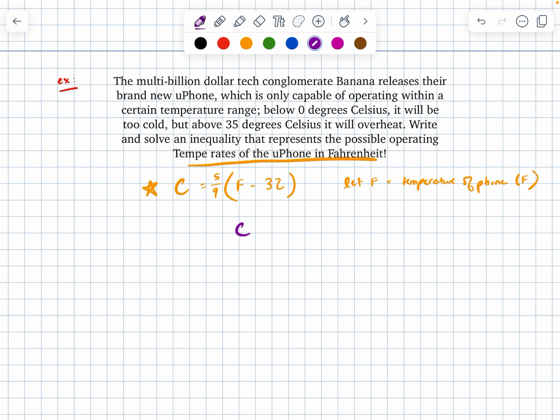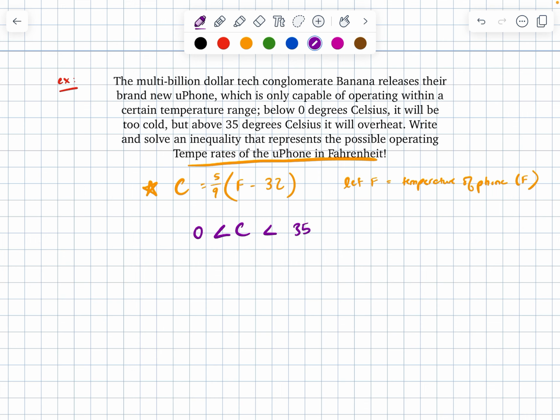Very good. Well, it's got to be between 0 and 35 degrees Celsius, right? If I go below 0, then I get too cold. If I go above 35, I get too hot. So the value must be sandwiched in between the 0 and 35. Wink, wink, nudge, nudge. What does that tell you about the type of inequality you're going to write? Well, hopefully this tells you if I've got a sandwich, my value in Celsius, it's got to be between two things. It's a compound inequality.